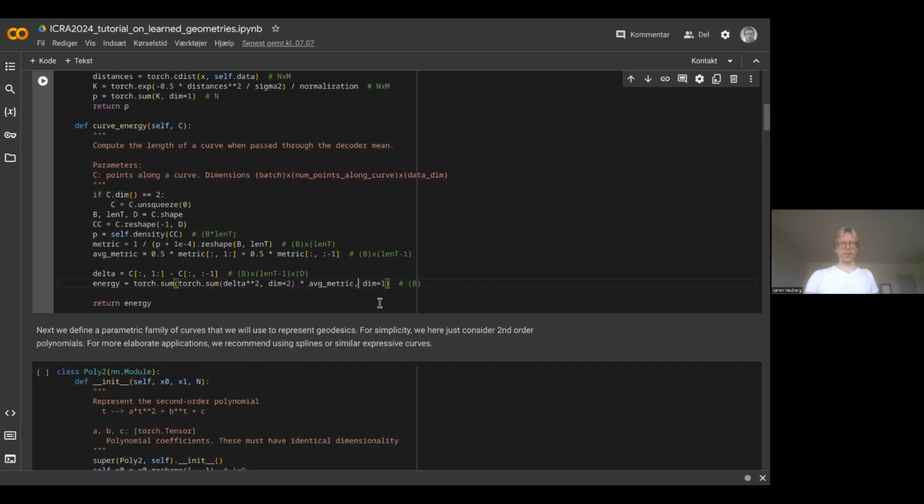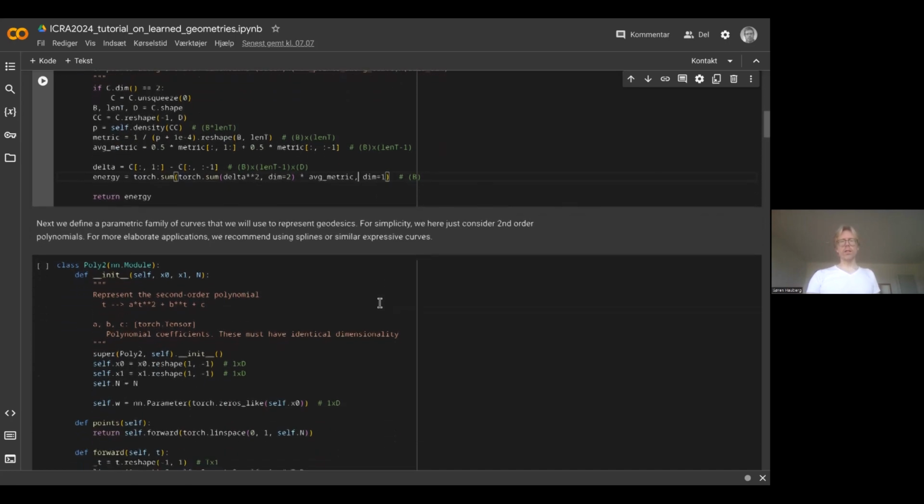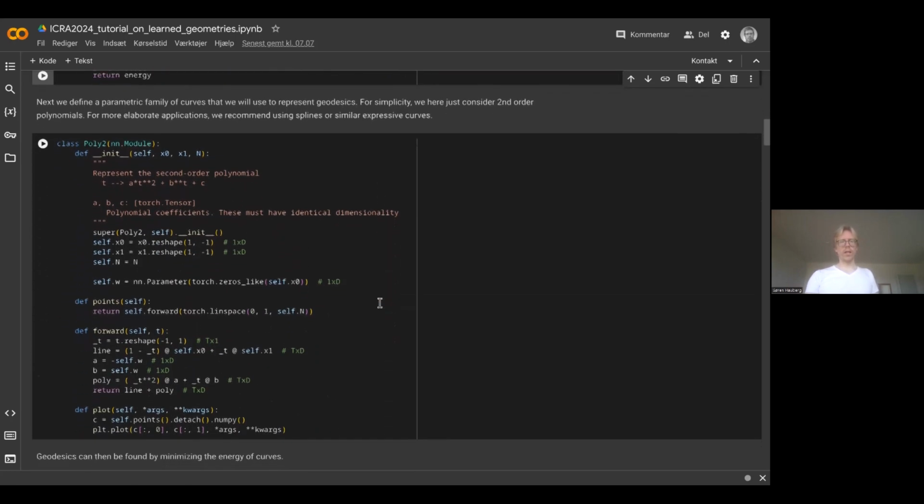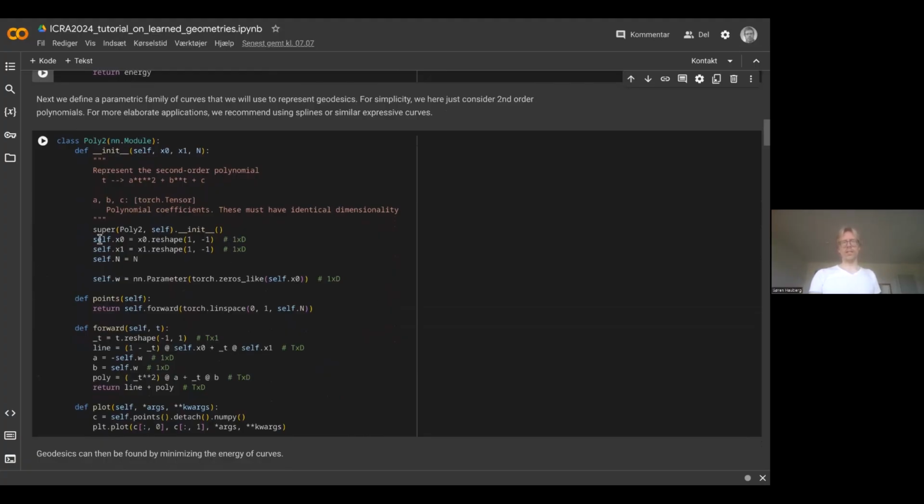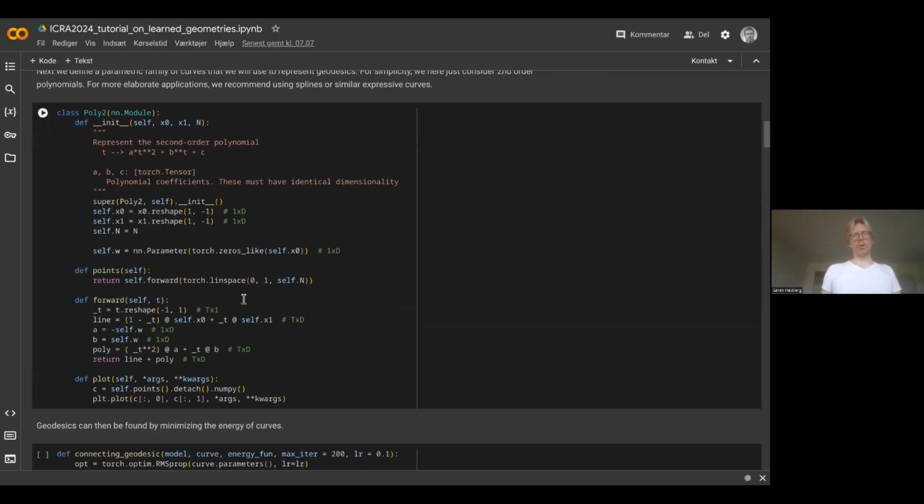geodesics. And to make something really simple for this tutorial, I chose to parameterize curves simply as second-order polynomials. This is a really, really crude assumption, but it makes the code very simple to follow. So what we'll be doing is finding second-order polynomials that have minimal energy and using those as proxies for geodesics.